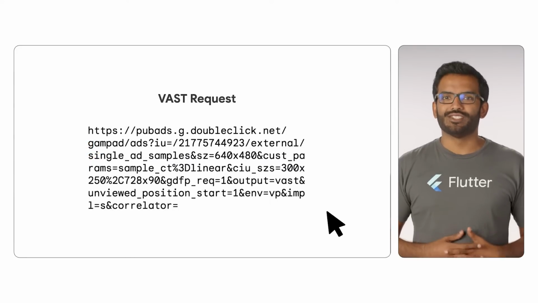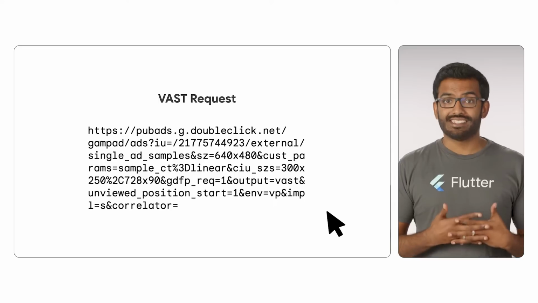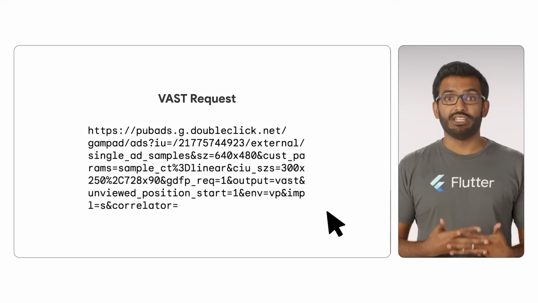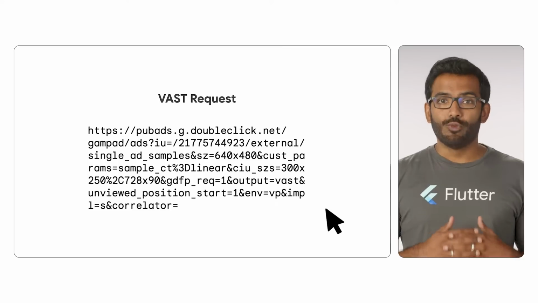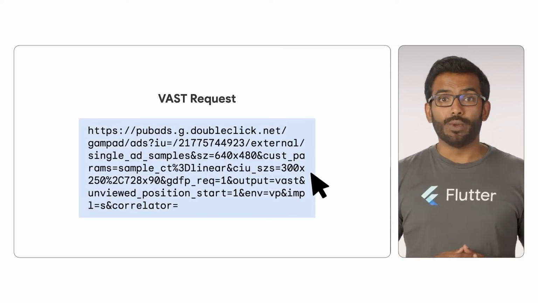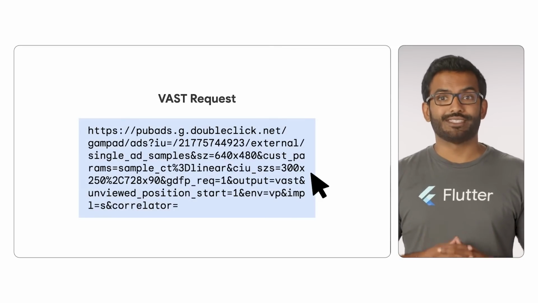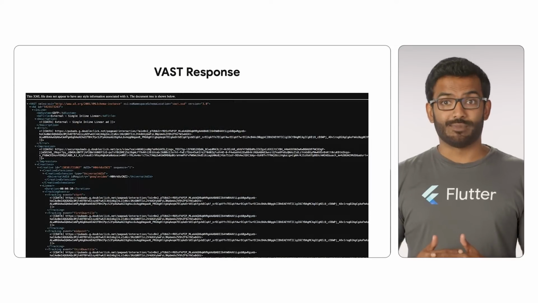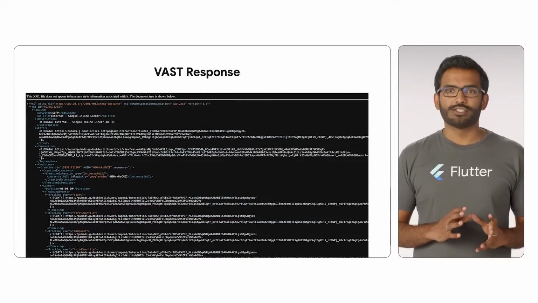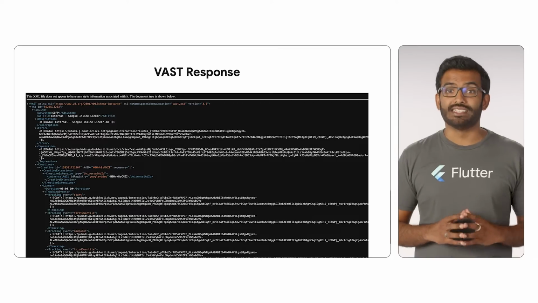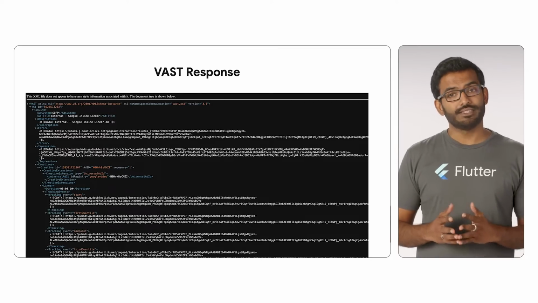To request video ads from a video player, we'll need a VAST tag, which is basically an HTTP request URL. Here's an example of a VAST tag. If we plug this VAST tag into a web browser, we'll get back an XML formatted response. This is the VAST ad response that is structured according to IAB's guidelines. This response contains all the information about the ad, including its media files, tracking beacons, and so on.